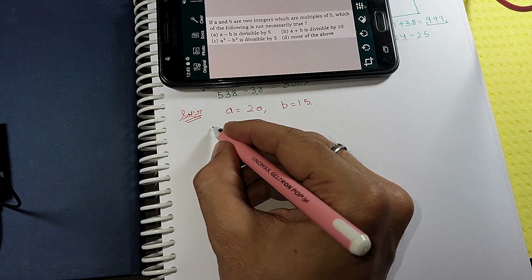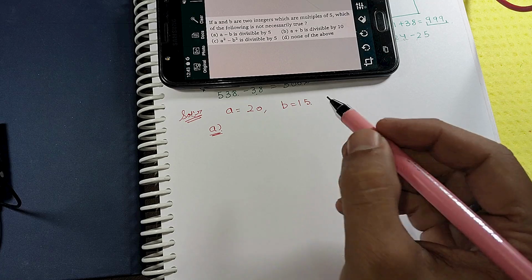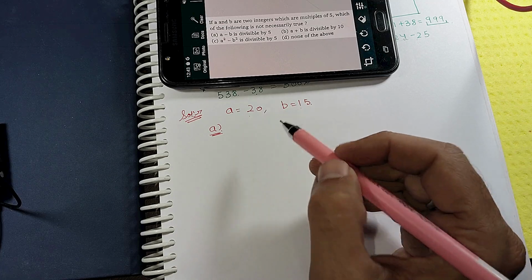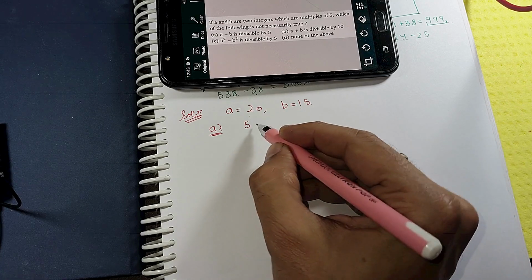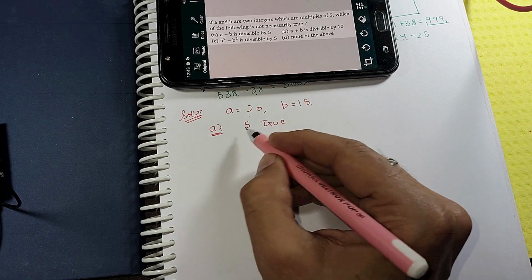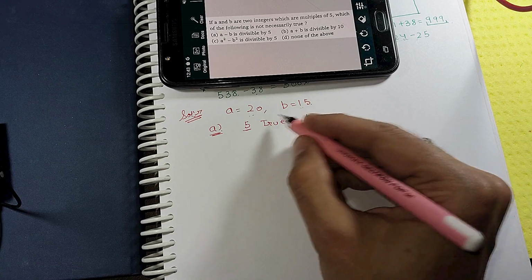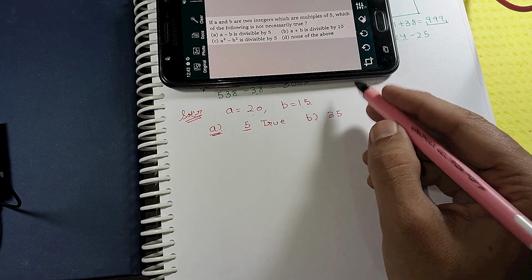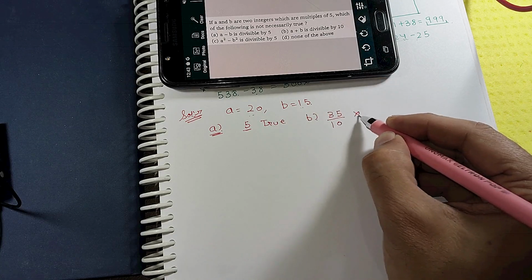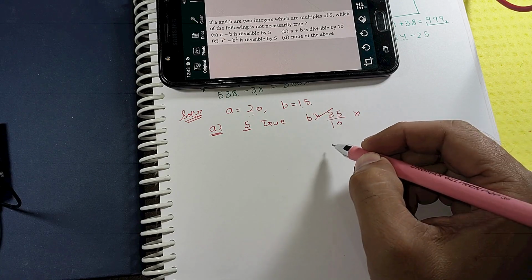First is a minus b is divisible by 5. Whenever there is subtraction, there will be a multiple of 5, so this has to be true. A minus b is 5. Now moving to second, a plus b is divisible by 10. A plus b is 35, so this is not divisible by 10. So you can say statement B is not necessarily true.